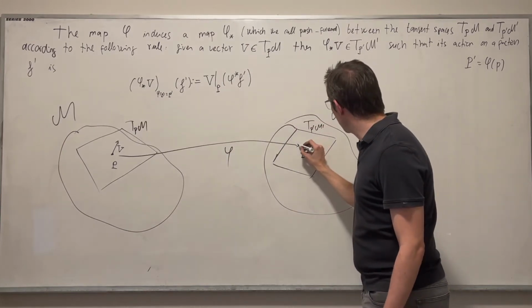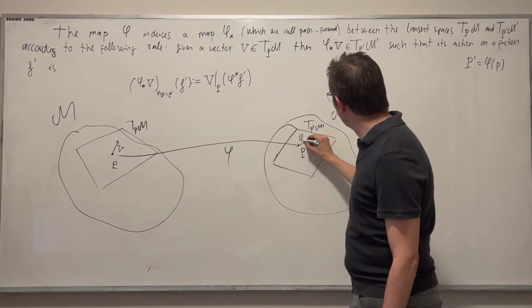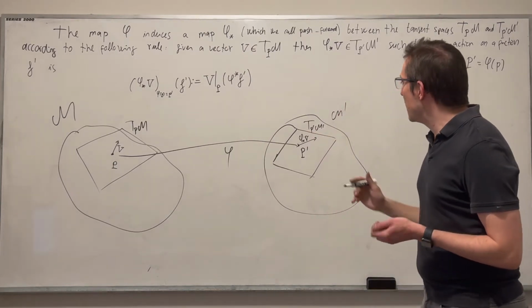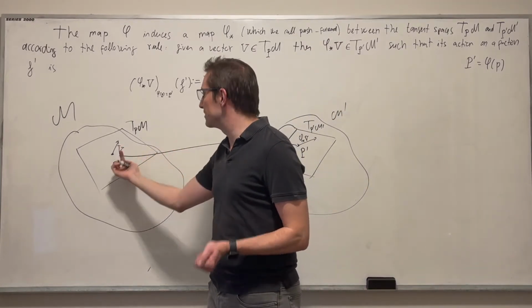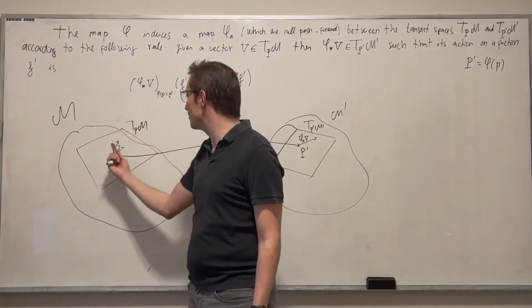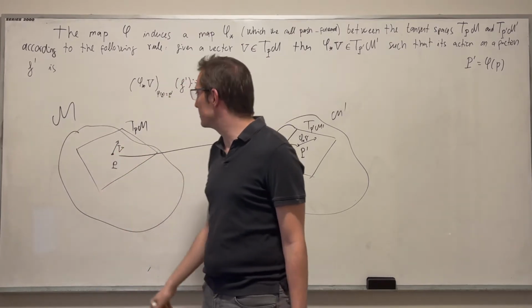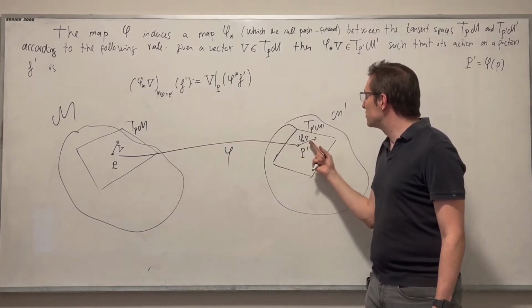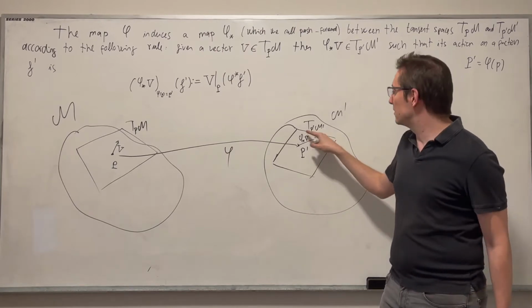And here I have another vector. And that vector I'm going to call the push forward of the vector V. All right? And how do I define this vector? Well, I know what this vector does. This vector takes the directional derivative in this direction of functions on the manifold, functions that take me to the reals. So you need to tell me how this vector acts on functions f prime that go from M prime to the reals to define this vector here.